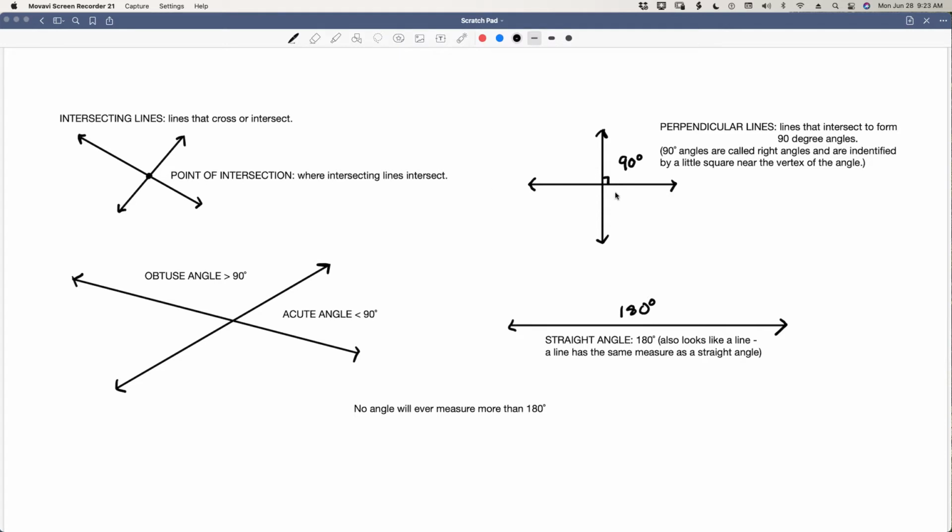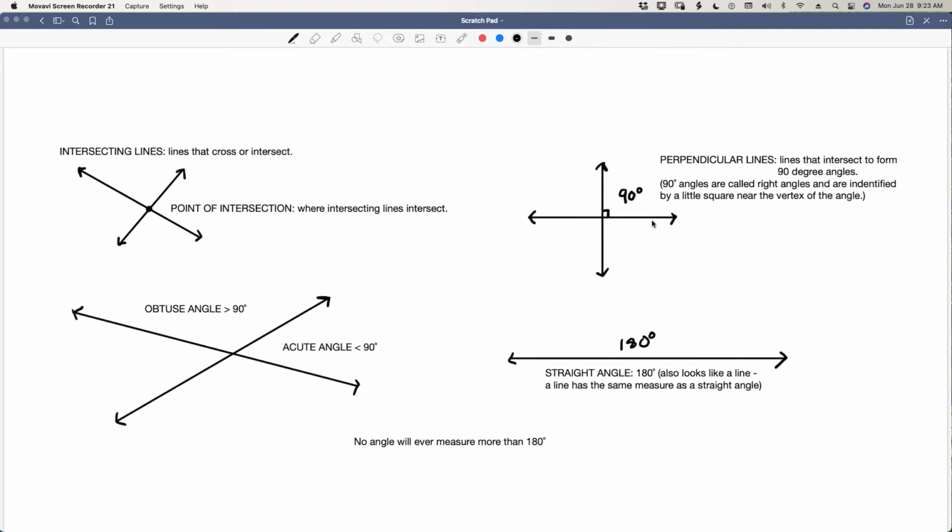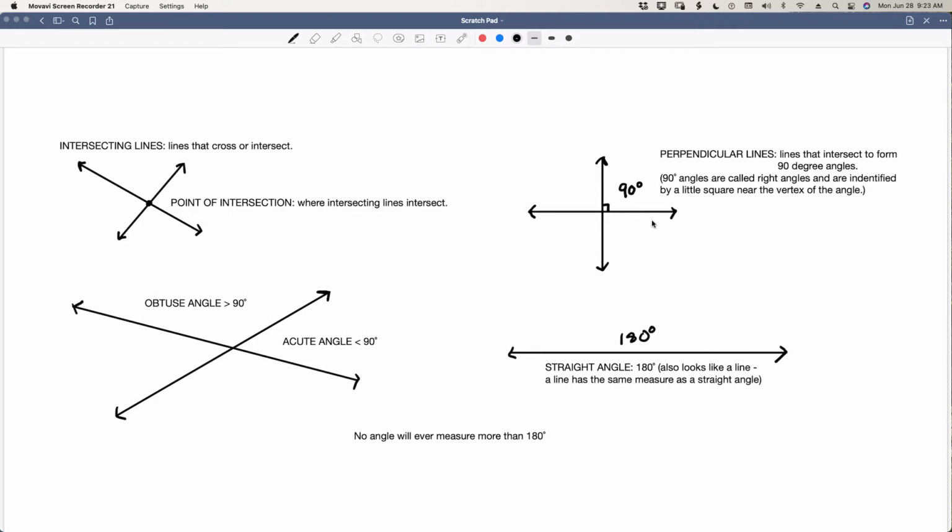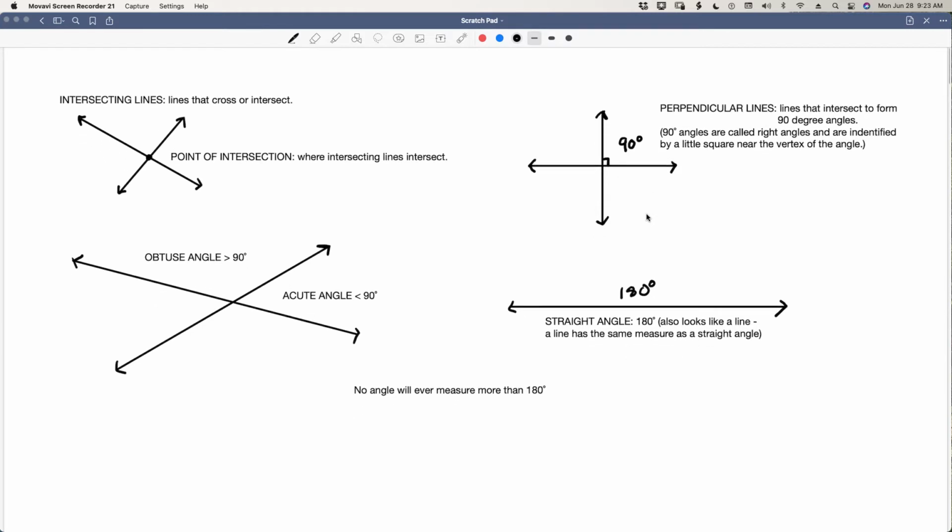Now, when two lines intersect such that there is a 90-degree angle formed, it also forms four total 90-degree angles. And the reason for that is a straight line is a straight angle, and that equals 180 degrees. So when you cut that exactly in half, you're going to get 90 degrees all the way around on the top and the bottom formed by the two lines. And we call that specific occurrence perpendicular lines.